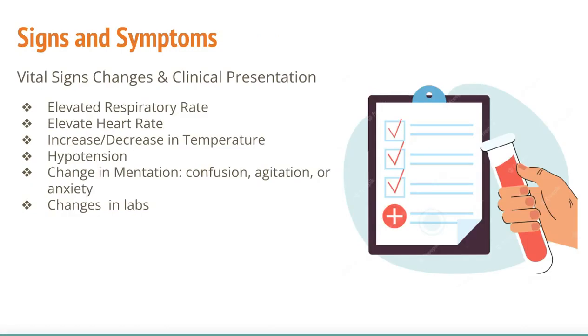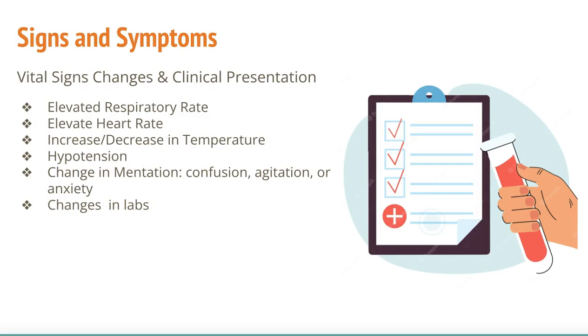So what we're going to look for with our patients that might indicate that they're developing sepsis is we're going to see changes in vital signs and the patient's clinical presentation. In particular, one of our first signs is going to be an elevated respiratory rate. In addition, we may see elevated heart rate, an increase or a decrease in total body temperature, hypotension, and change in mentation. So your patient may become confused, agitated, or anxious.